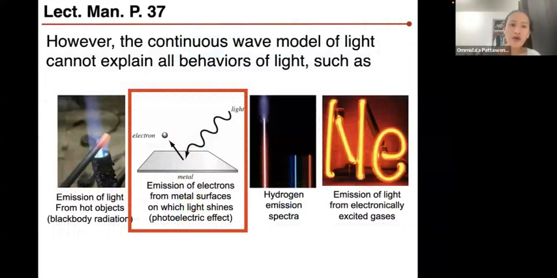Makes sense. Next, we are going to take a look at how the continuous wave model failed to explain the photoelectric effect, which is the emission of electrons from a metal surface when light is shined on the surface of the metal.